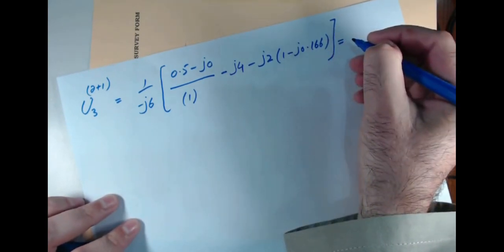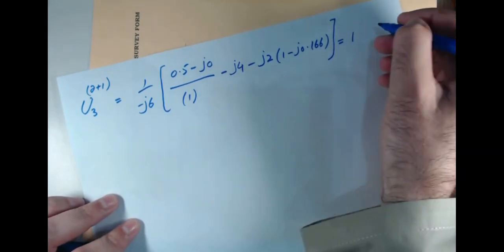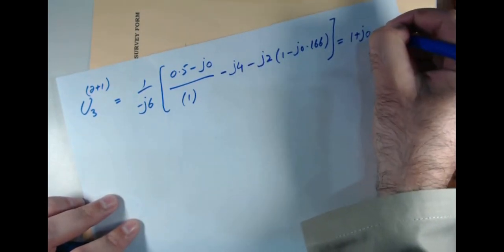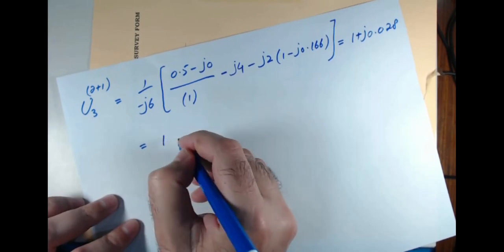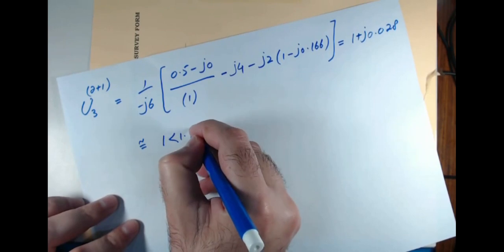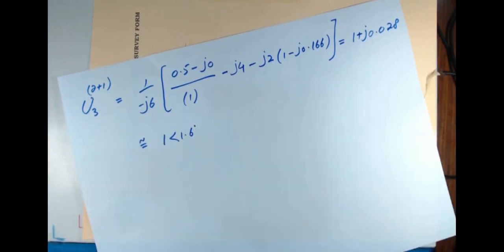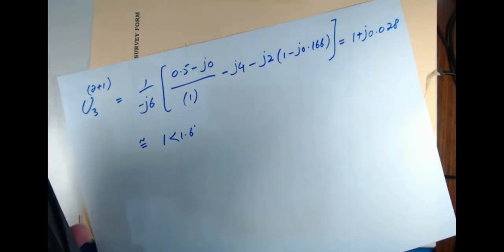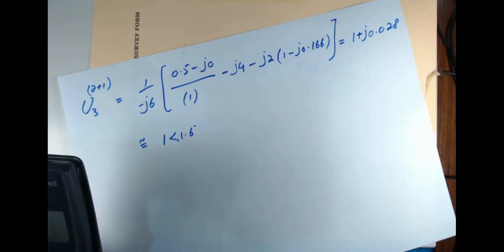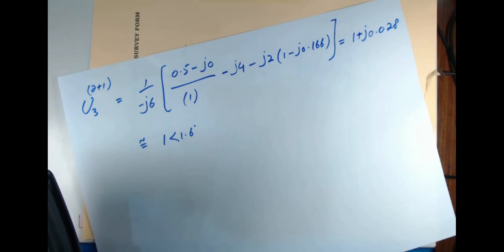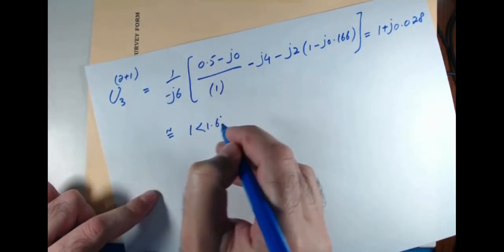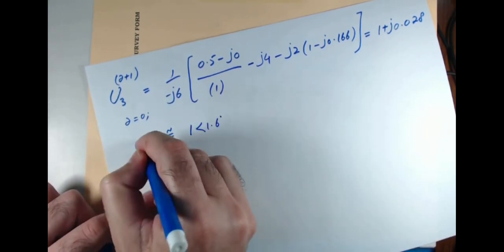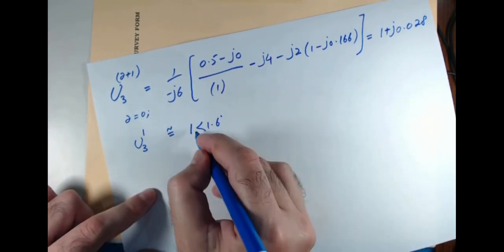The value becomes 1 plus j 0.028. In the polar form it becomes approximately 1 with an angle of 1.6 degrees. If we convert 1 plus j 0.028 into the polar form, it is approximately 1.00039 with an angle of 1.6. It's important to mention here, this is the first iteration, so rho would be equal to 0. So for rho equal to 0, this becomes U31, with an angle of 1.6.